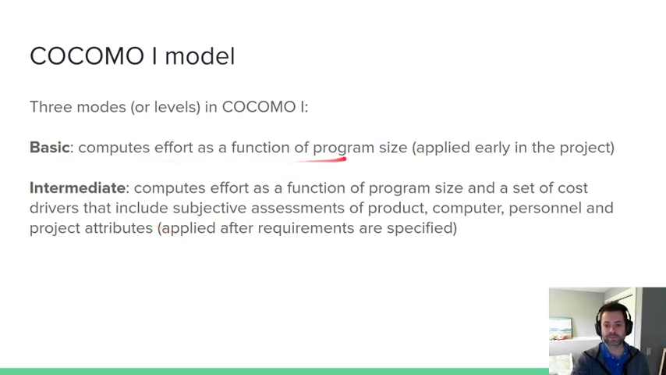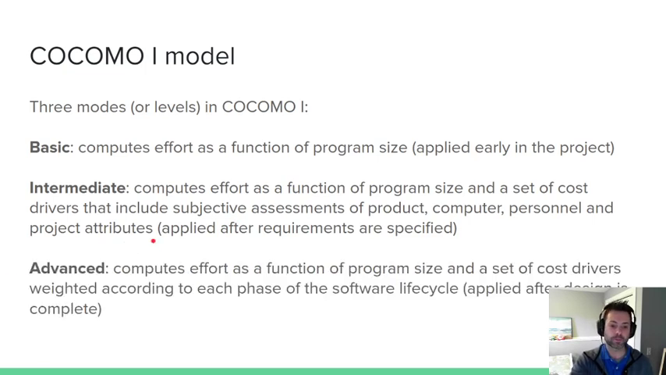So basically, what we have is very early on, let's just guess how many lines of code plus some other factors, and we'll get an estimate. Let's say we have our requirements specified. We have a better feel for how many people we're going to need. We know what hardware and software we're going to have, plus lines of code. We get a little bit better of an estimate.